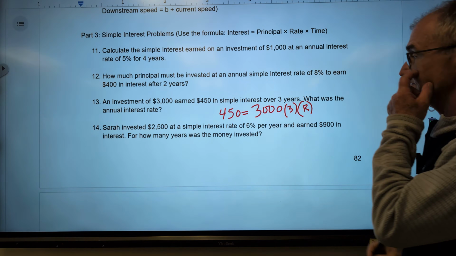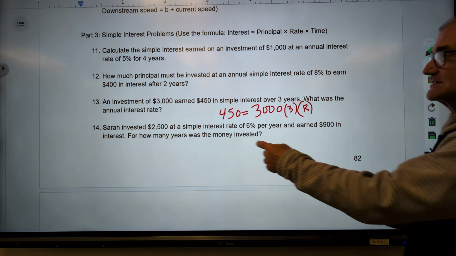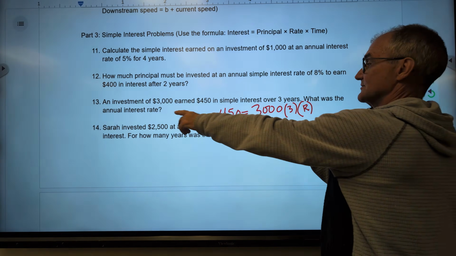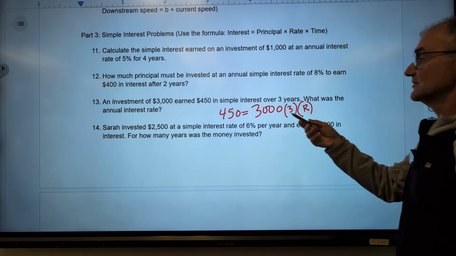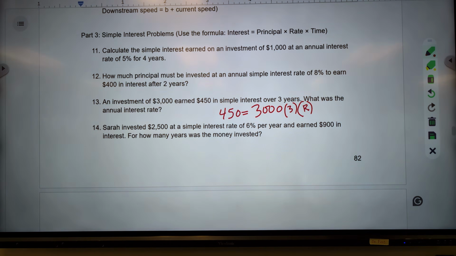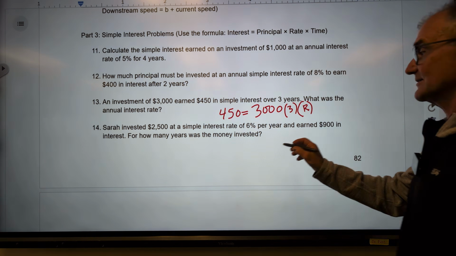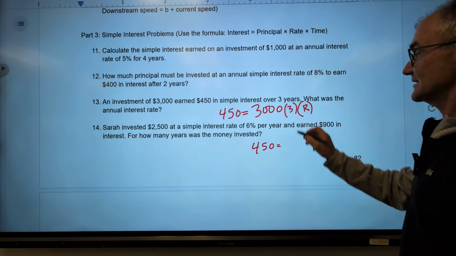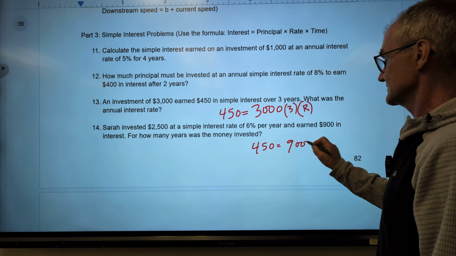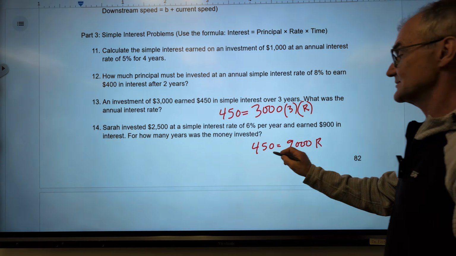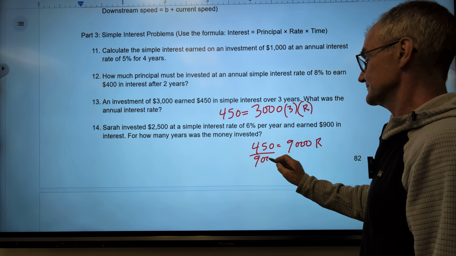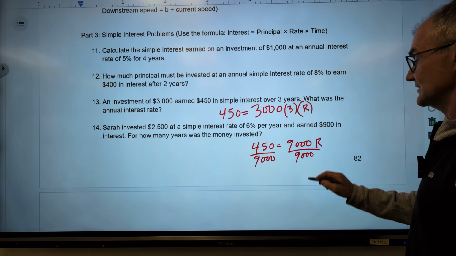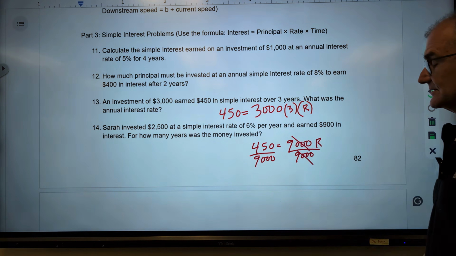So I'm going to use R for rate, interest rate. Right, so let's read this again. I earned $450. That's my interest. It is equal to the amount I started with, my principal, for 3 years times my rate of interest. I have an equation. I'll solve that equation. 450 equals 3,000 times 3, which is 9,000, times R. I got to divide both sides by 9,000. Right, so these will cancel. That'll give me my interest rate by itself.